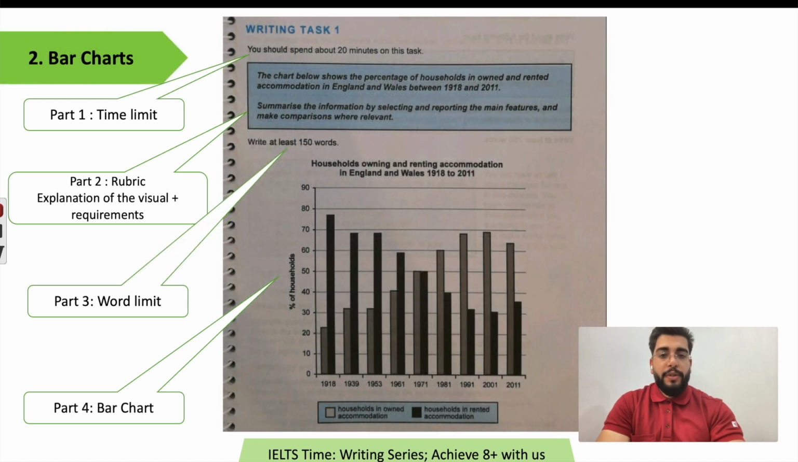This one is a bar chart. As you can see, we have the 4 parts: time limit, rubric, word limit, and then the bar chart. This bar chart also shows a trend because you need to report changes over a period of time. We have 1918 until 2011.